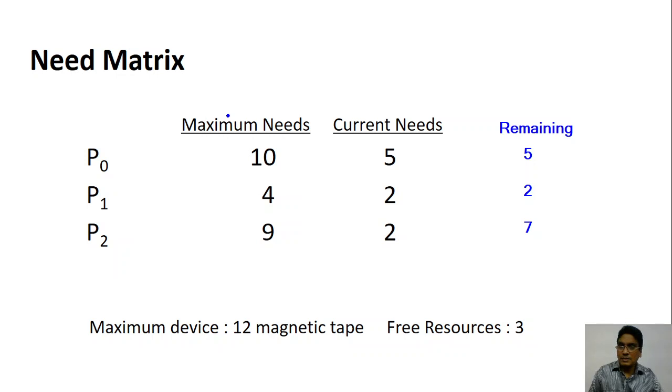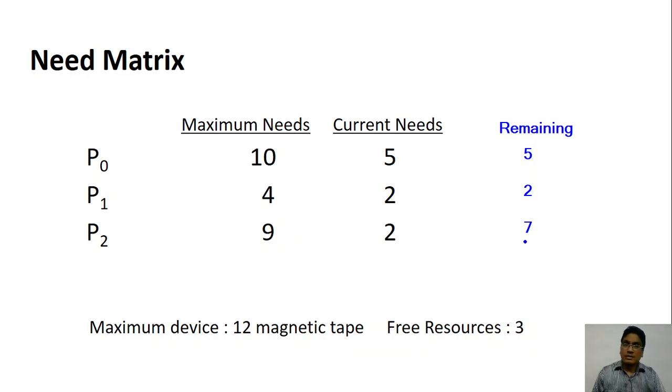Total 4 was required. That's the maximum need. You gave 2 to them, and what is remaining? Still you have to give 2 more to complete its work. Remember, it requires 4 to complete its work. It cannot do it with the 2. Okay. So again, the maximum request is 9. You gave 2 to them, and remaining is 7.